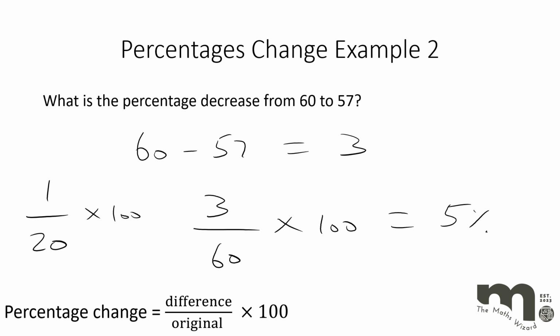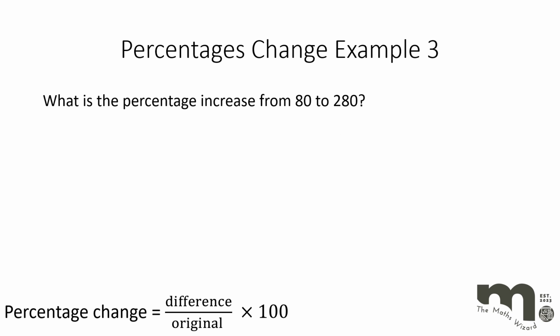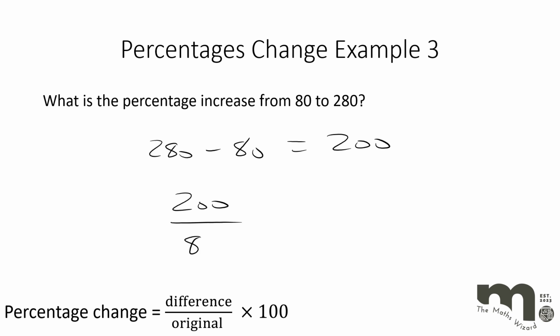Okay. If we have a look at another example then, so this time we're going from 80 to 280. So if you pause your video and have a go. Okay, so if we work out the difference then, so 280 minus 80 is 200, so the amount has increased by 200. So before it increased it was 80, so we've got our fraction here. If we times that by 100, that will give us 250%. So we've increased by more than 100% here.